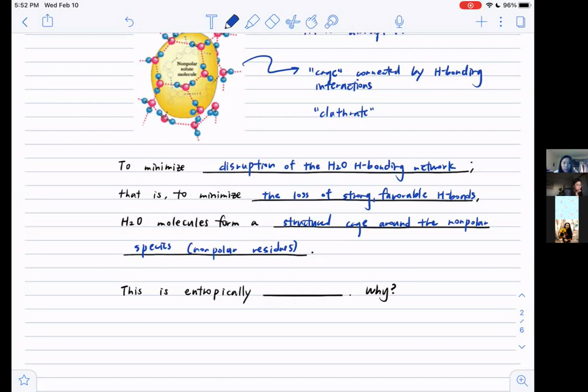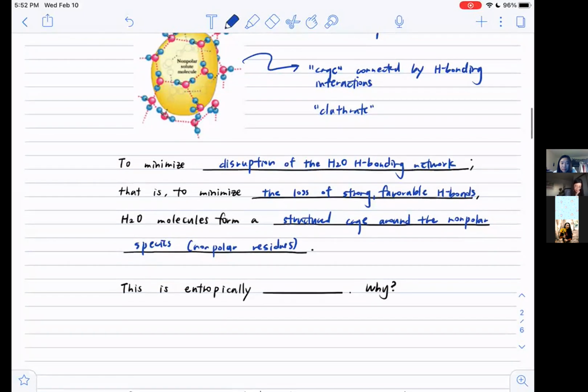Okay, we have 2 answers so far, and they say the opposite thing. Does anyone else have any thoughts? Anyone else want to put in their 2 cents? Okay, we have one more participant, and they say not favorable. And so I would say that this is entropically disfavorable.